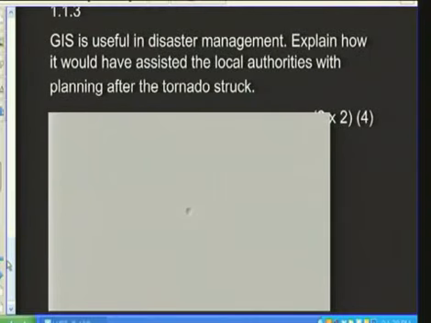Question 1.3. GIS is useful in disaster management. Explain how it would have assisted the local authorities with planning after the tornado had struck. Remember we said at the beginning of the session that a GIS is a decision-making tool. It helps people make decisions in a spatial environment. And what we mean by that is it helps us to make decisions about which routes to take, which areas to go to. These are the things that we would then apply to a disaster situation.